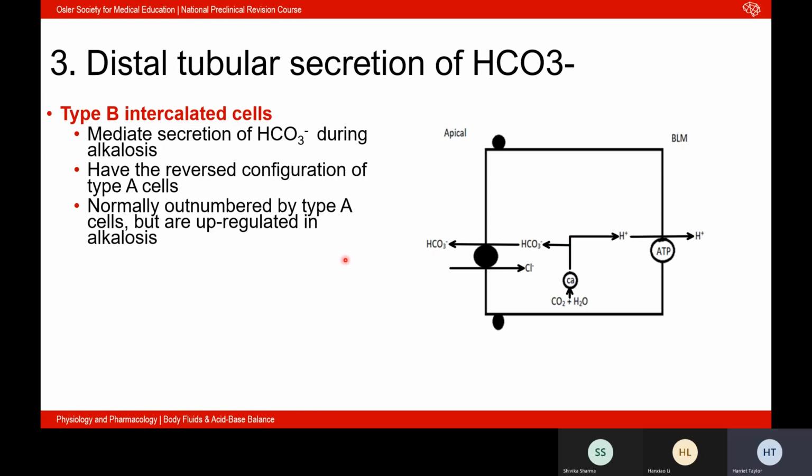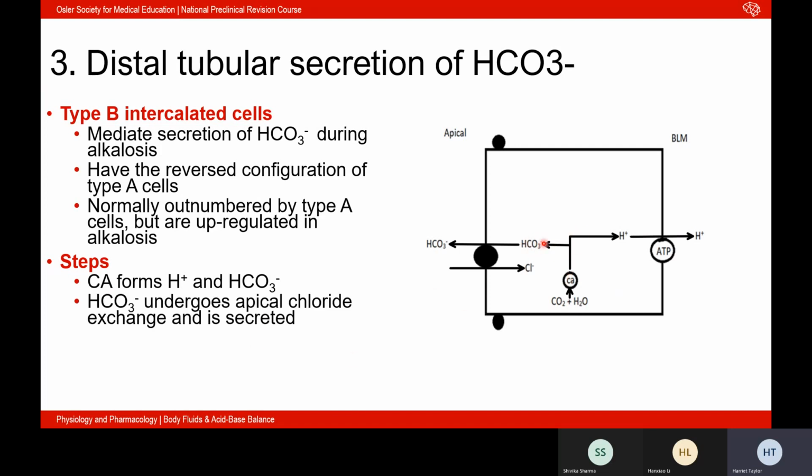Normally, there are far more type A cells, but when it's alkalosis, as we said, when there's more base around, they're significantly upregulated. So the steps in this process are that carbonic anhydrase forms our H plus and our HCO3 minus again. It really accelerates that step. And then the HCO3 minus, rather than going across the basolateral membrane, goes across the apical membrane, and that's an exchange again for our chloride. And then the H plus is reabsorbed into our plasma via these ATPases.